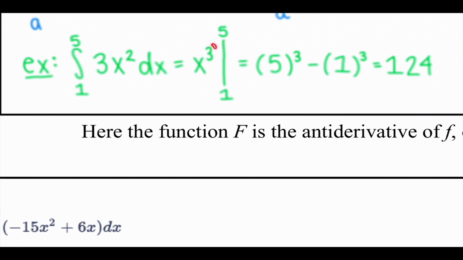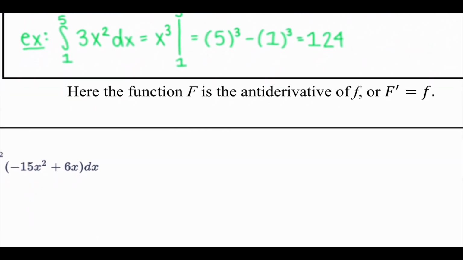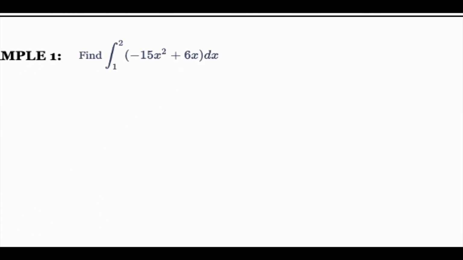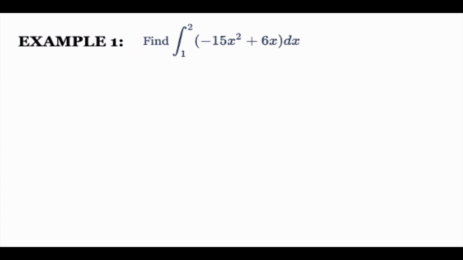Evaluation part. Okay, so we're going to take this and I'm going to plug in 5 first. Then I'm going to plug in 1. Whatever I get here, I'm going to subtract it from what I get here. That's it. Plug in, subtract, that's the new step. Anytime you see the capital F, it just means antiderivative. So let's do example number one. It might sound complicated, but trust me, it's exactly what we've been doing.